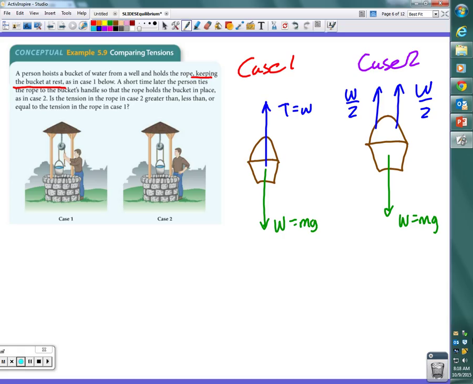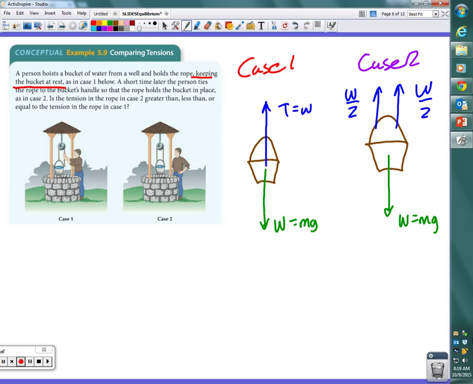That would be easier for each of you if you were both holding the bucket, as opposed to only one of you holding the bucket in case one. Ben, go ahead. Would you also say it's greater because... Yeah, that's the reason why that tension is greater, because there is only one force in case one, whereas there are two forces in case two, right?